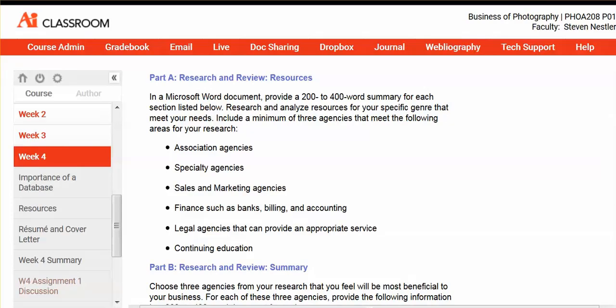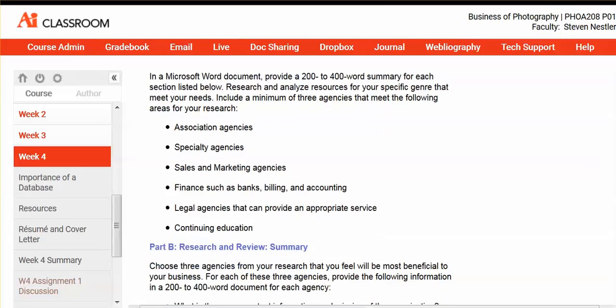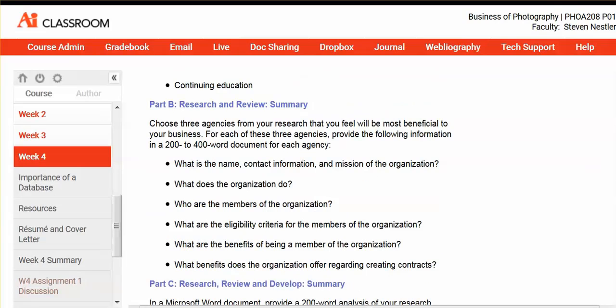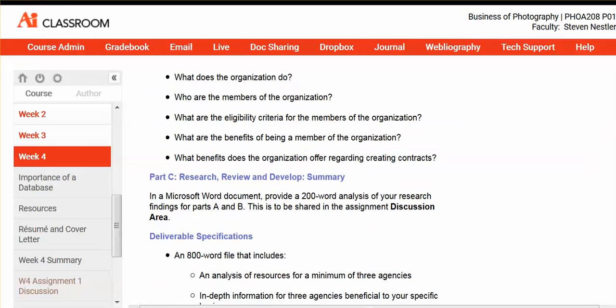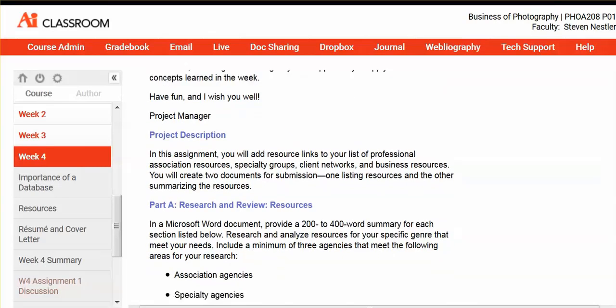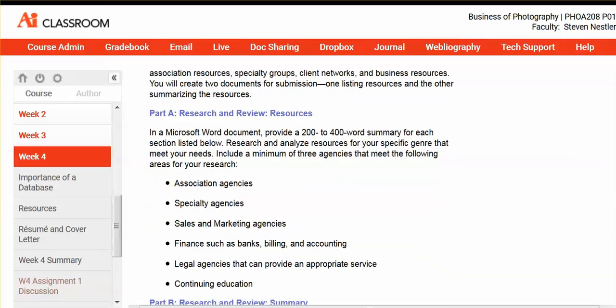Okay, so let's get right into the first assignment. This assignment is broken into 3 parts, A, B, and C. A is about researching photo agencies, and we're going to talk about what those are. Second is really refining all that, and the third is polishing it up and putting it into the discussion area for grading. Well, first for commenting and then ultimately for grading.